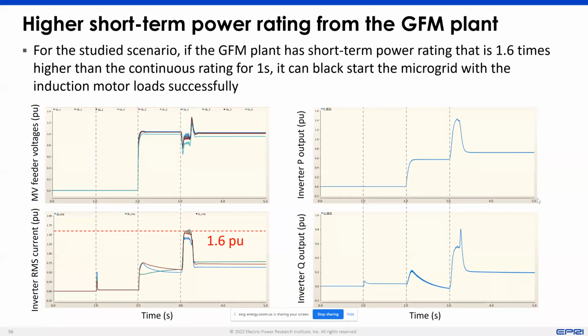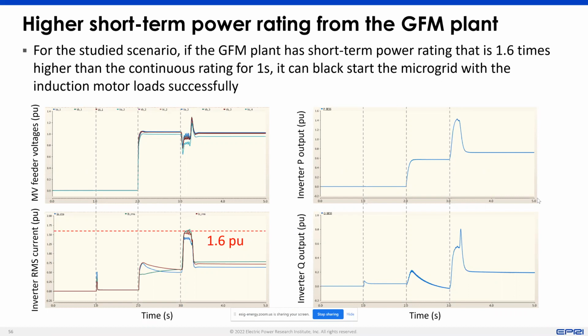So if you have the short-term rating of your inverter, and when I say short-term rating, it means both current rating as well as power rating, because you cannot just provide reactive power without providing active power during that motor start period, right? So if you have this 1.6 short-term rating in terms of power and current, it will be able to black start the motor loads in the microgrid as well.